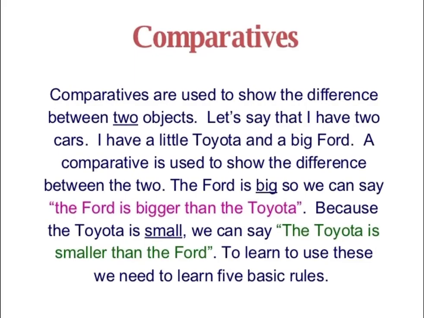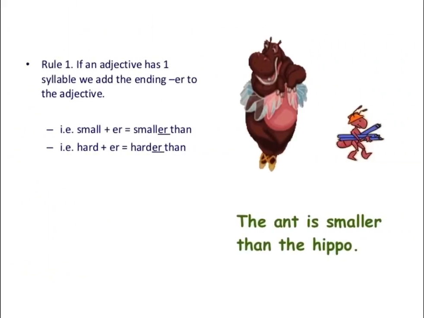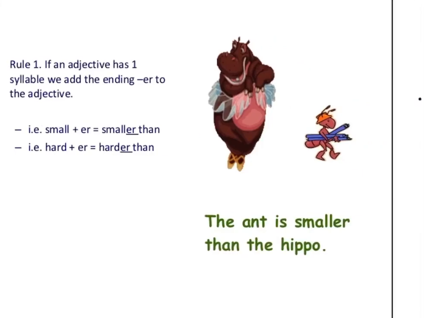To learn to use this, we need to learn 5 basic rules. Rule 1. If an adjective has one syllable, we add the ending er to the adjective. Small, smaller than. Hard, harder than. The ant is smaller than the hippo.